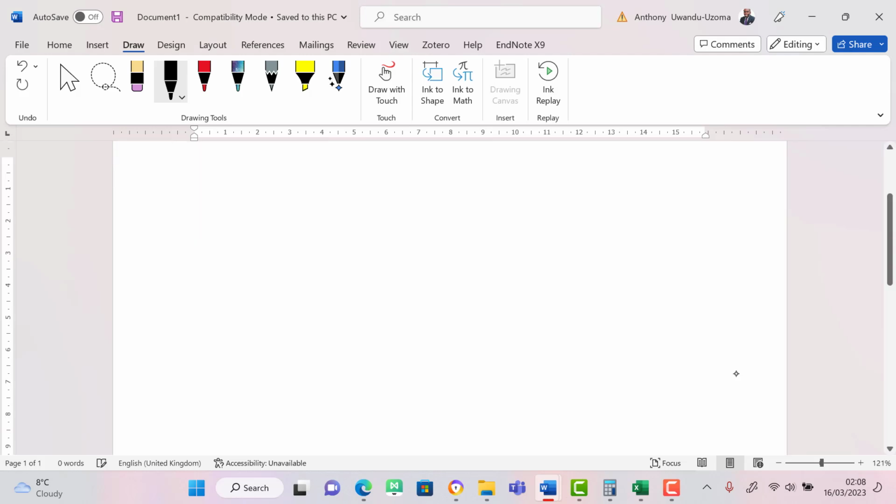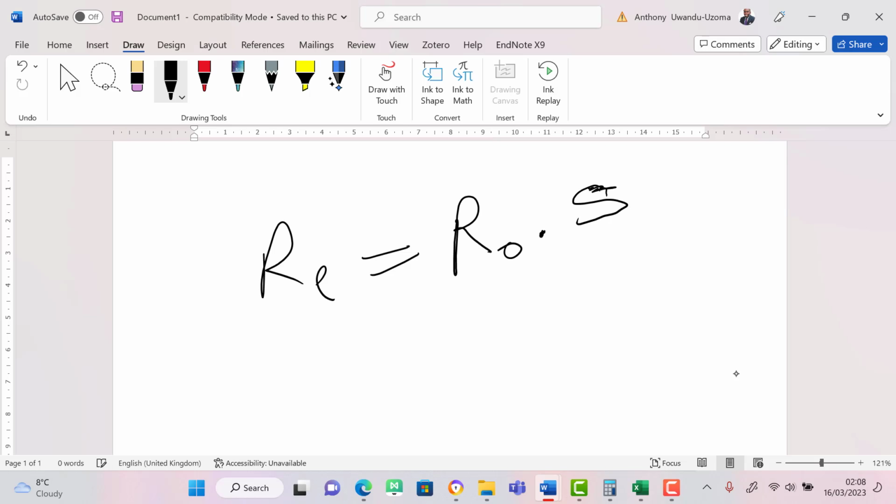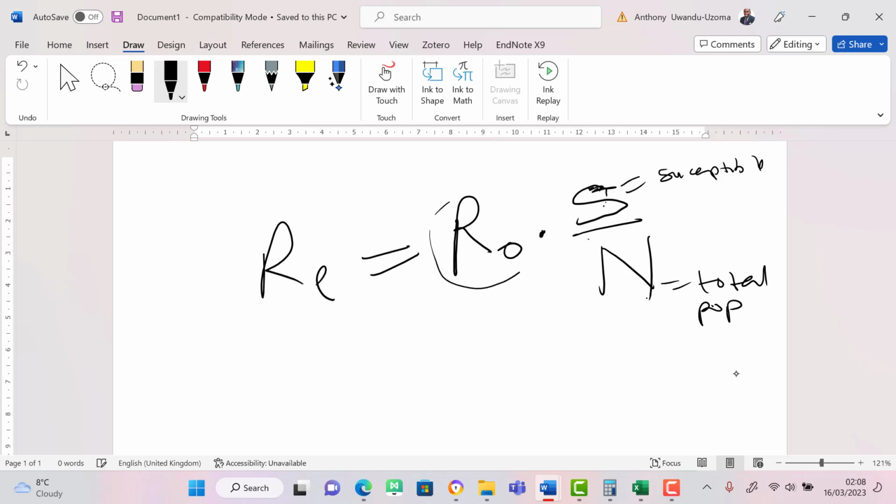So the formula for the effective reproductive number is R0 times the fraction of the population that is susceptible. So here our S is the number of those that are susceptible to the disease, and our N is the total population. Okay, so if we want to get our effective number, we take our initial R0 and multiply it by the number of those susceptible over the total population. So that is the reason. And we know that our R0 is the contact rate divided by the recovery rate, okay, times S over N.